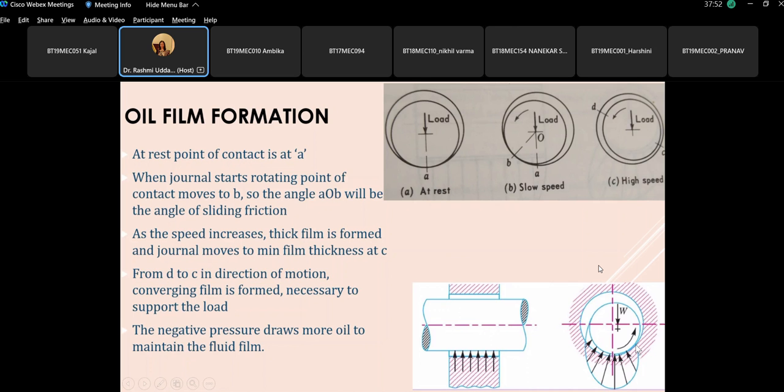Somebody was asking me yesterday why we are getting this kind of pressure distribution. So this is the logic. It's only because of the converging film that oil film is formed and it is carrying the load. Since here the pressure is negative, it is continuously drawing oil from wherever it is present, and it is maintaining the fluid film. On the diverging part, since here the pressure is becoming positive, this will not pull oil. So oil is pulled wherever the pressure is negative, and hence this converging film formation is important to carry the journal.